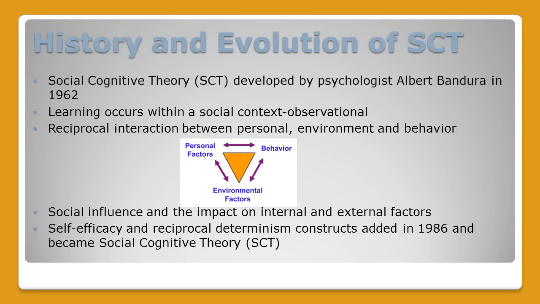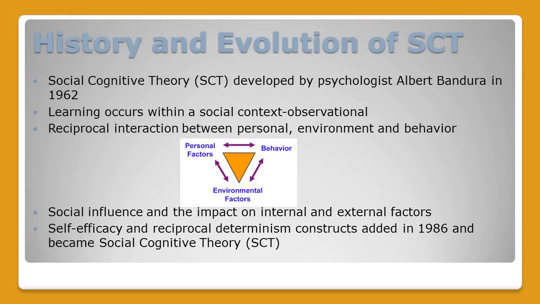Social cognitive theory derived from Robert Sears' social learning theory, and it was not until 1962 when Albert Bandura, who was a venerable psychologist, modified social learning theory, and it's what we now know, of course, as the social cognitive theory. Bandura was very influential in the fields of behaviorism and also cognitive psychology.